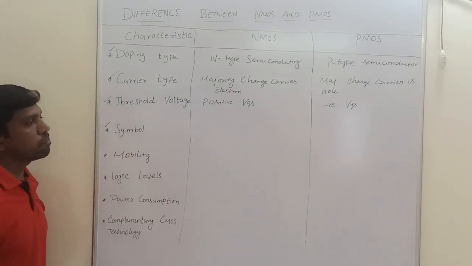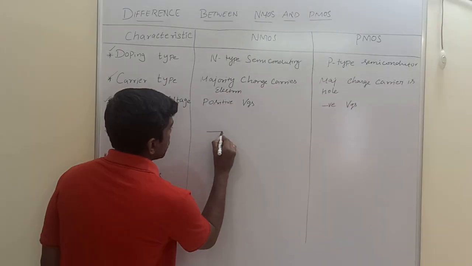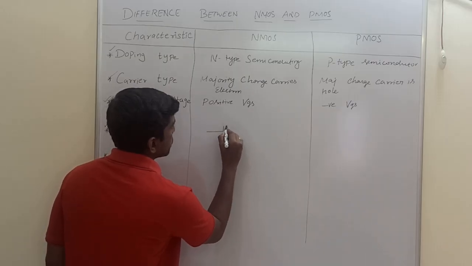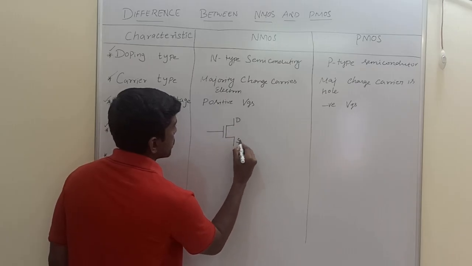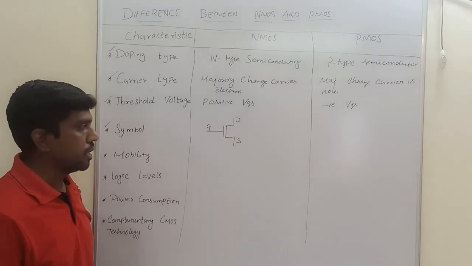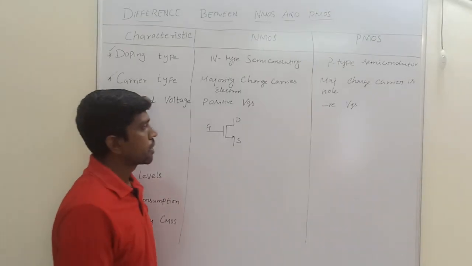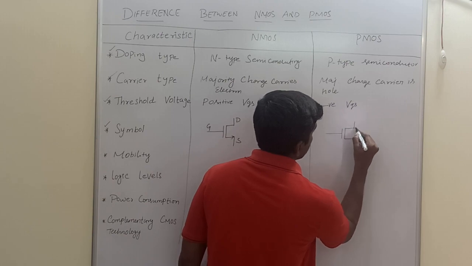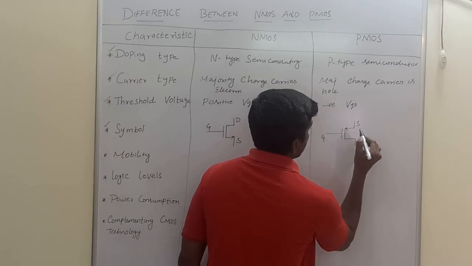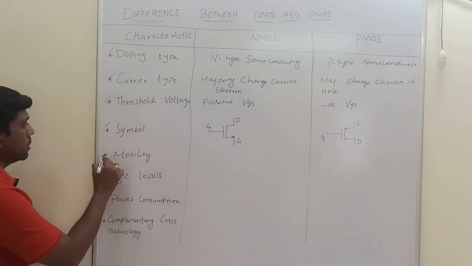The next one, symbolic representation of NMOS transistor and PMOS transistor. So this is the symbolic representation of NMOS transistor. This terminal is drain, this one is source, this one is gate. This arrow is outwards. Then come to the symbolic representation of PMOS transistor. Source, drain and gate. The arrow mark is towards the substrate.